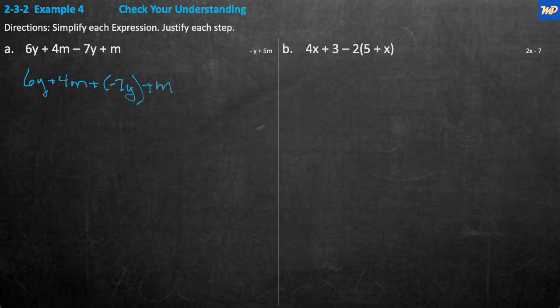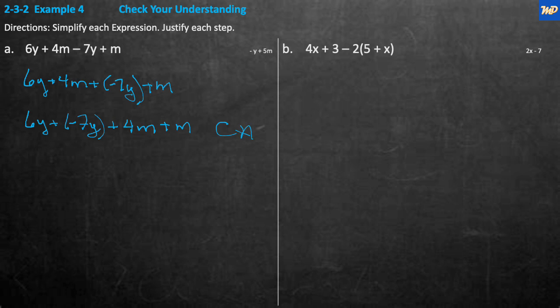So to do that, we're going to move the negative 7y over here with the 6y, and the positive 4m with the m. So we're going to have 6y, and then plus a negative 7y. And then I'm also going to move the 4m over here. So now I'm going to say plus 4m plus m. So that's commutative. That's the commutative property of addition.